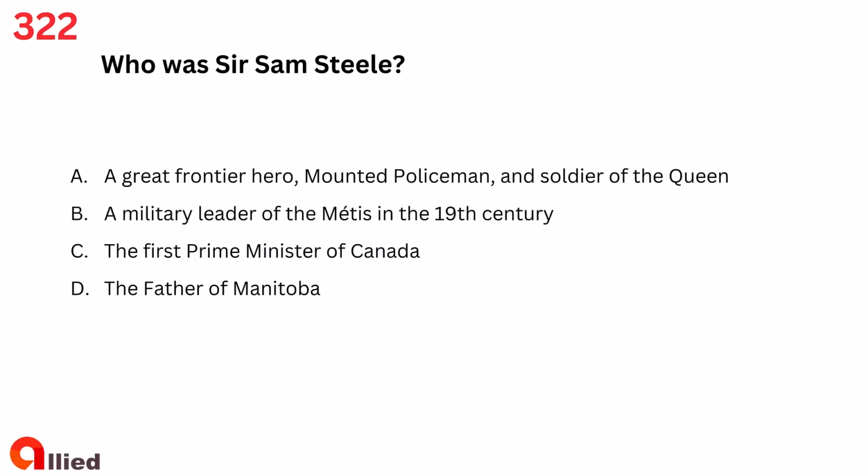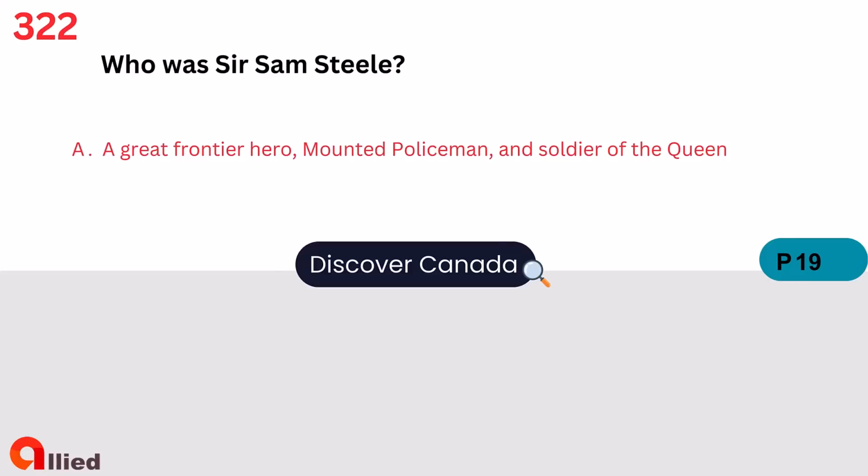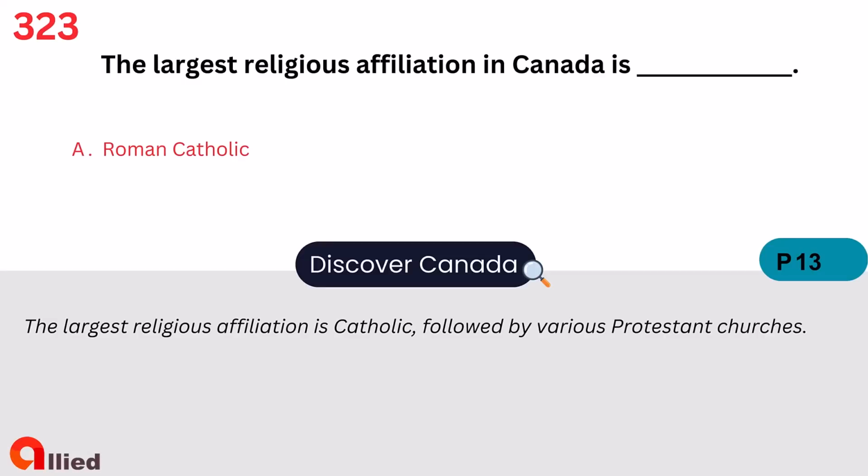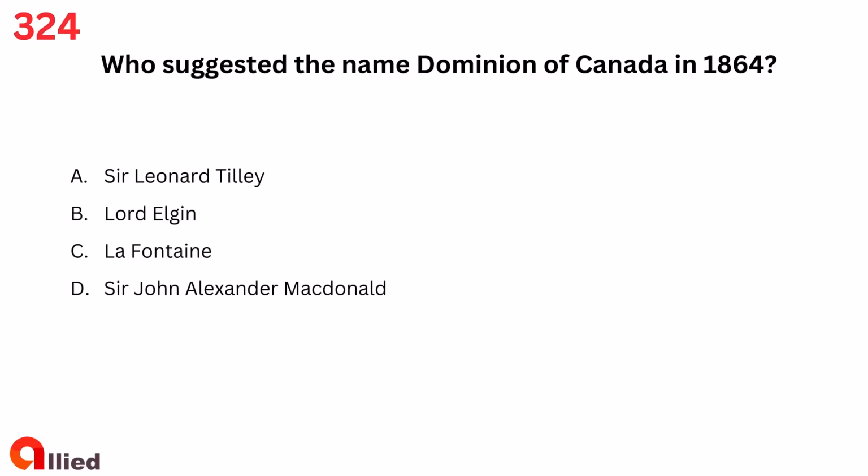A. A great frontier hero, mounted policeman, and soldier of the Queen. B. A military leader of the Metis in the 19th century. C. The first Prime Minister of Canada. D. The father of Manitoba. The answer is A. A great frontier hero, mounted policeman, and soldier of the Queen. Question 323. The largest religious affiliation in Canada is A. Roman Catholic. B. Hindu. C. Muslim. D. Jewish. The answer is A. Roman Catholic. Question 324. Who suggested the name Dominion of Canada in 1864?